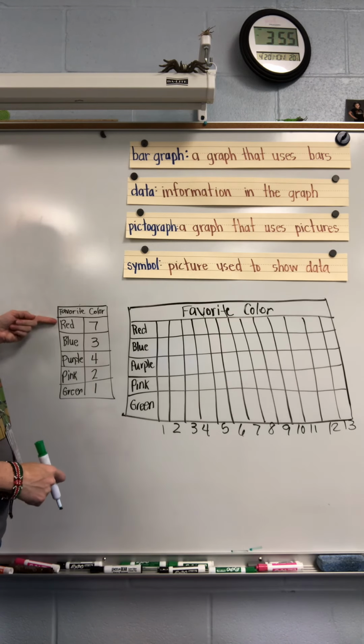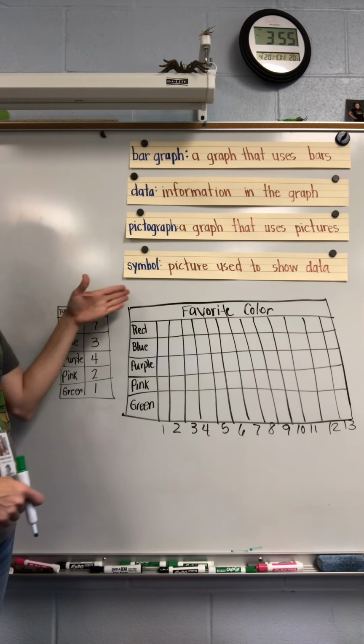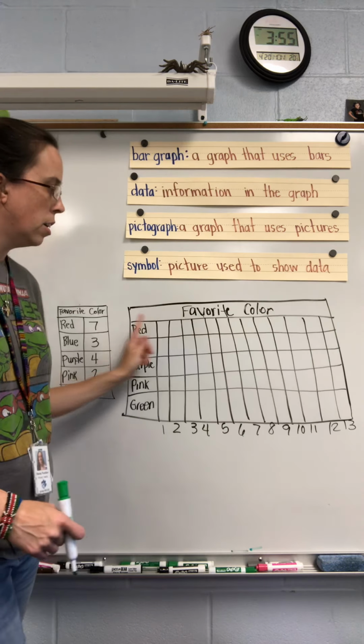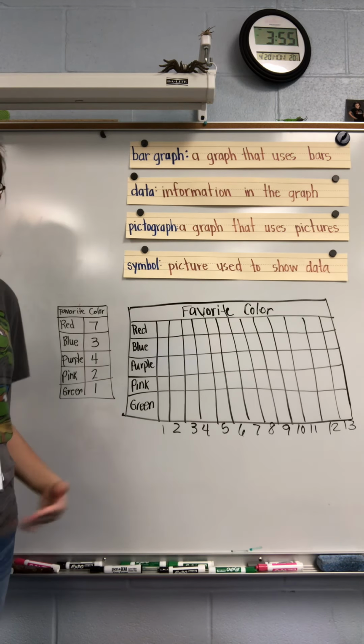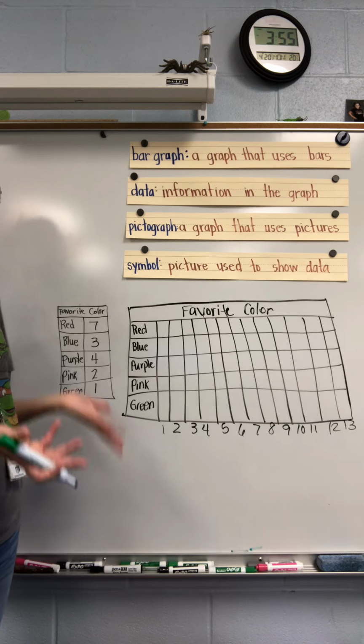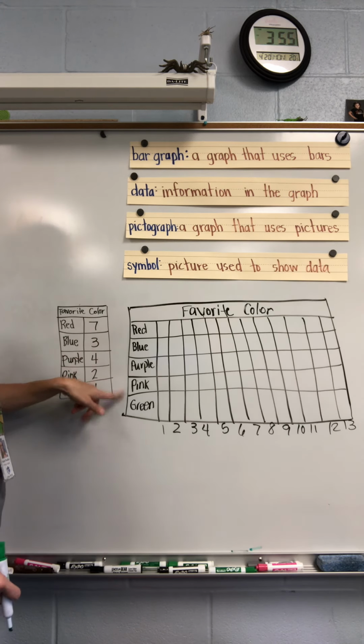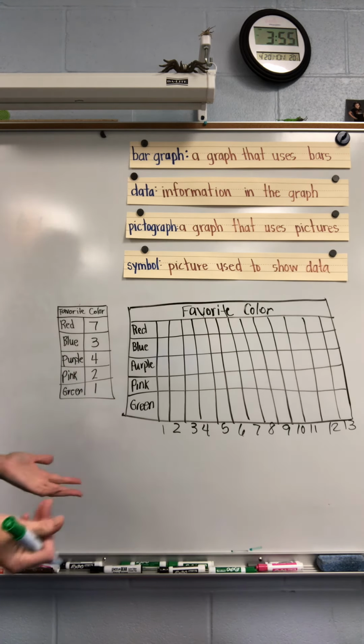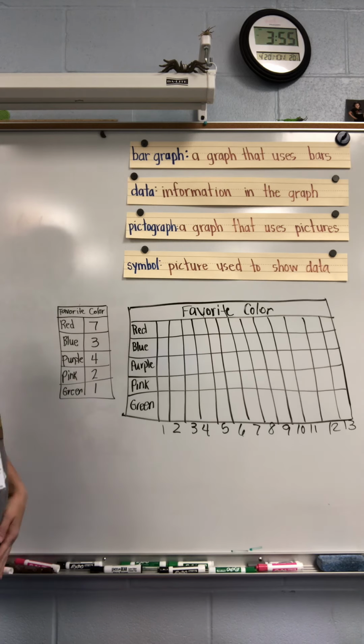If you notice in this chart, it says that the title is favorite color. I should have mentioned that. The title of the graph should always be on it, and sometimes they might ask you to give the graph a title. So this one is all about what the favorite colors of the students are. So red is 7, so when we come over here to the bar graph and we see red, we're going to color it into 7.